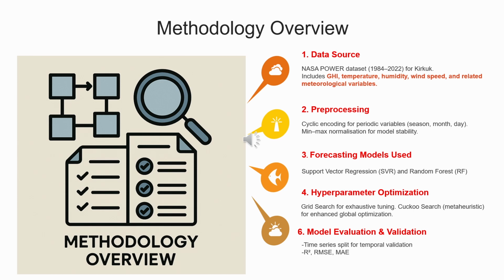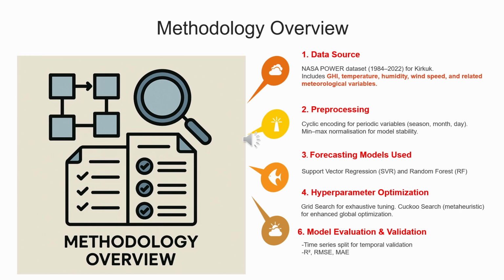Methodology overview. First, data source. NASA Power datasets from 1984 to 2022 for Kirkuk are used. The dataset includes GHI, temperature, humidity, wind speed, and related variables. Secondly, pre-processing. Cyclic encoding for periodic variables, month, day, and also minimum-maximum normalization for model stability. We use them in this paper.